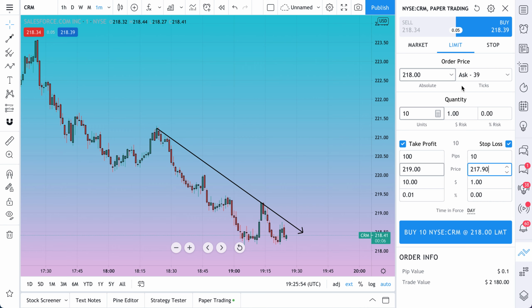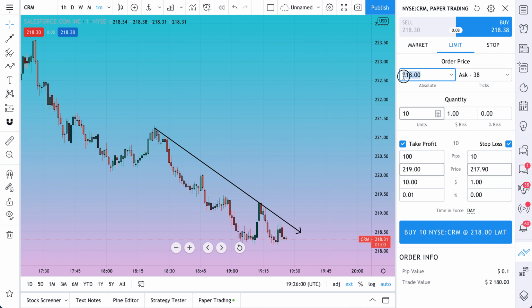So that's our trade. So we have buy, see buy here. It's a limit order, and a limit order means we only want to buy if it hits this price. Our units, 10. We have our price, so our take profit at 219. Our stop loss at 217.90. And you can organize this by pips, price, dollar, or percentage. So let's do it.